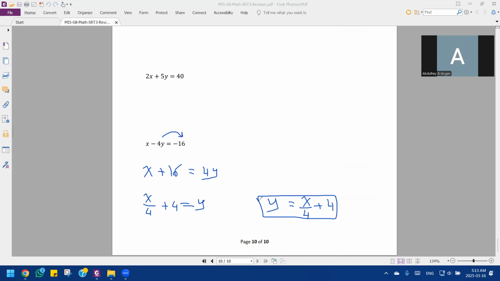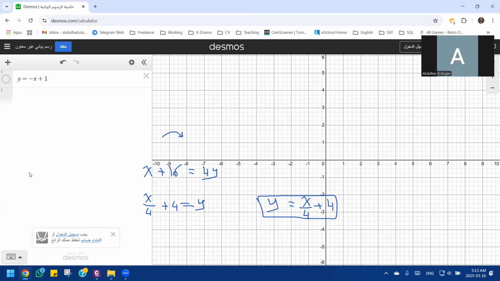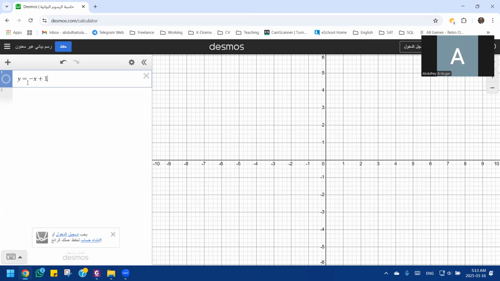Okay, is it clear? One question I forgot to add in the revision sheet, which is drawing a graph or drawing a function. All the graphs or all the functions, they have the same steps. So let's do one example on this mouse. I already prepared here an equation. Y is equal to minus x plus 1. Let's imagine you get this question on the exam. They ask you to draw this function.